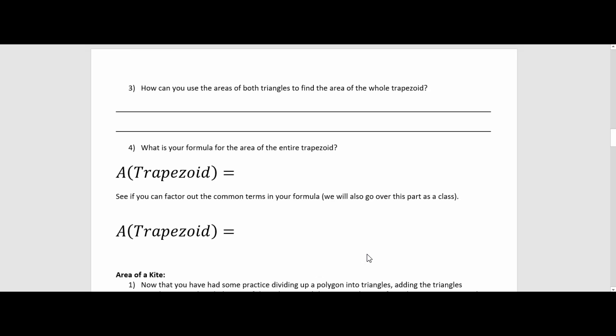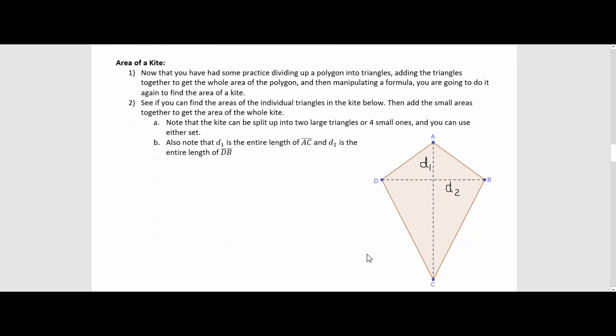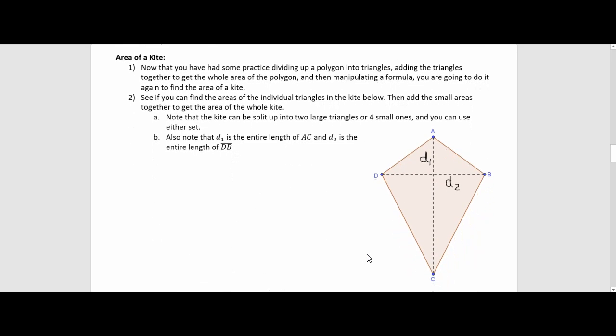All right, so we did all that up above. Now we are moving on to the area of a kite. So we've had some practice dividing up a polygon into triangles, adding the triangles together to get the whole area of the polygon, and then manipulating a formula to figure out the area formula for that specific type of polygon or quadrilateral. We're going to do this again to find the area of a kite.